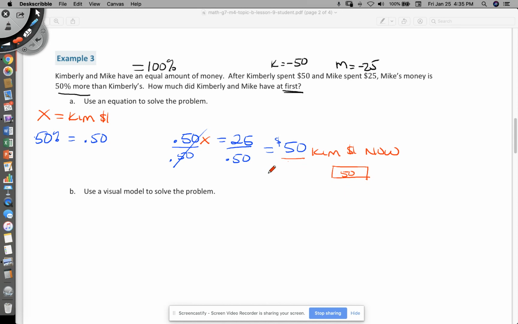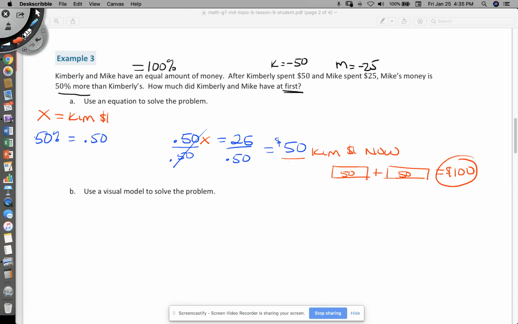So what did she have before she went shopping? If she has 50 now, she spent 50. So this is the money she spent, but we're going backwards. Okay. How much money did she start with? She started with $100. And since they were both equal at the beginning, then they both have $100.